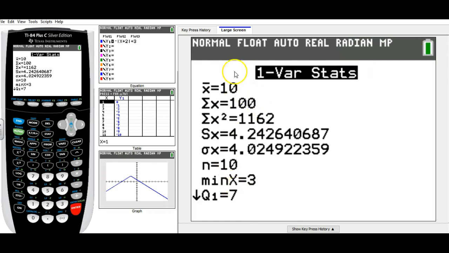And here's all your data. Now let me show you what everything means. This right here is your X bar. X bar is our mean, or our average.